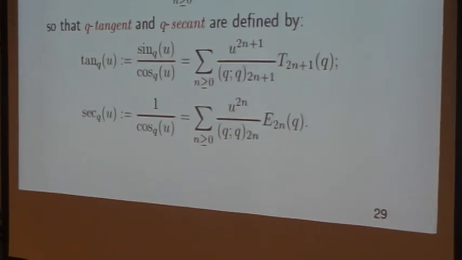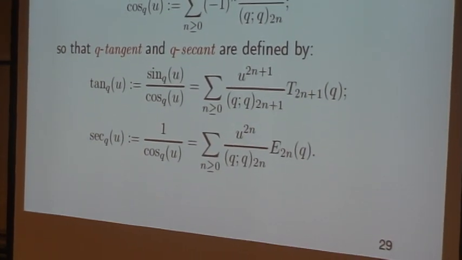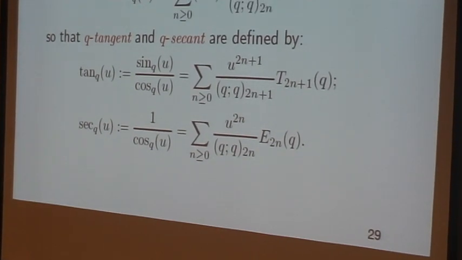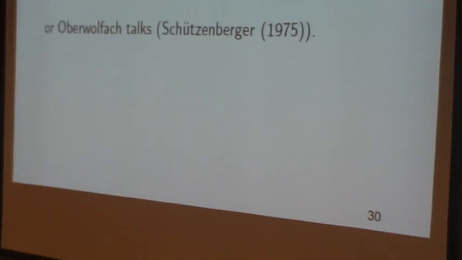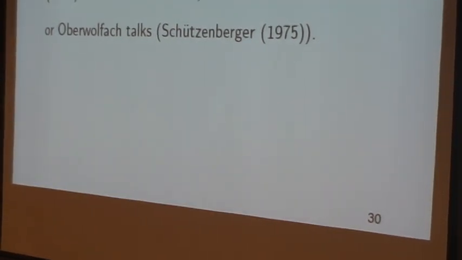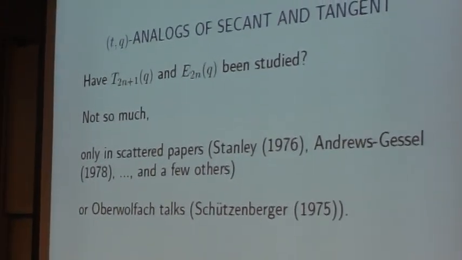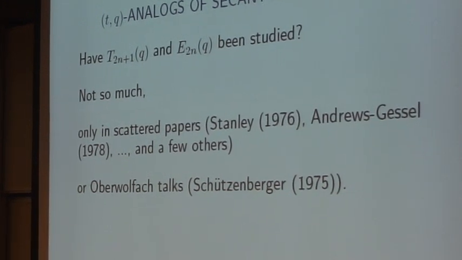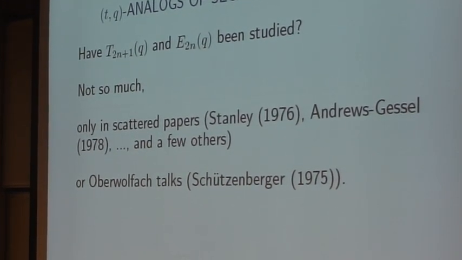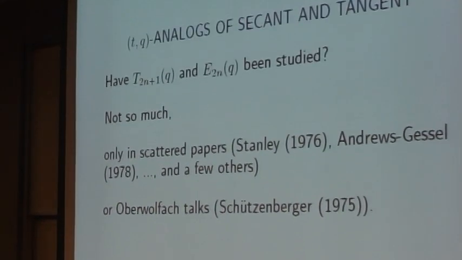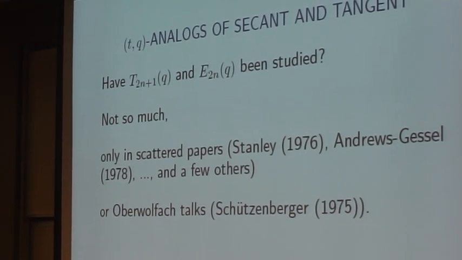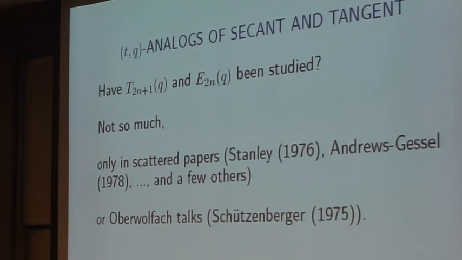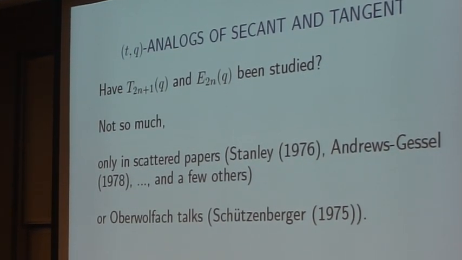This is not defined in Gasper and Rahman. Gasper and Rahman love cosine and sine, but disregard tangent and secant. They have been studied, but not so much, only in scattered papers. Richard Stanley, yes, in his paper he studied them. I don't see him, but he's somewhere in the audience. There was the paper by Andrews and some others, and I remember a private talk by Schützenberger. But surprisingly enough, it's not in a written book, so we have to look for those papers.